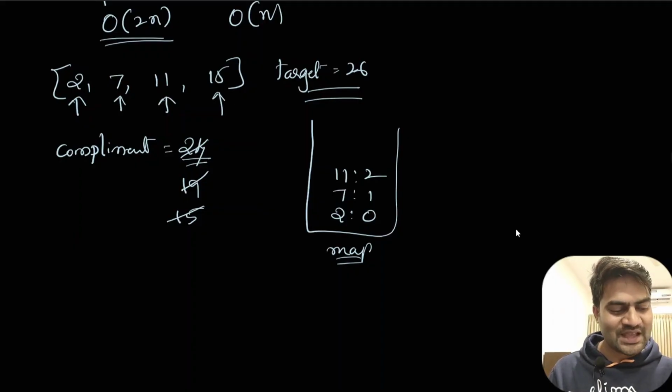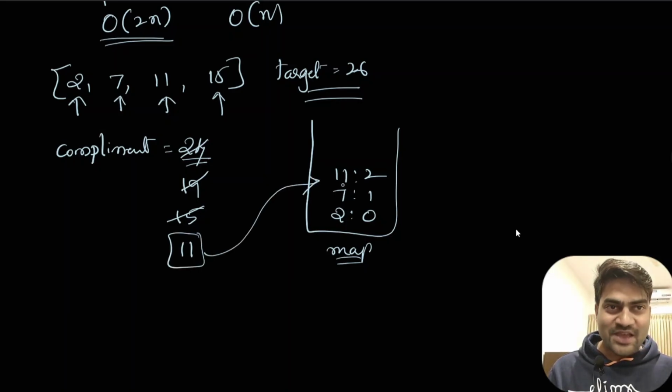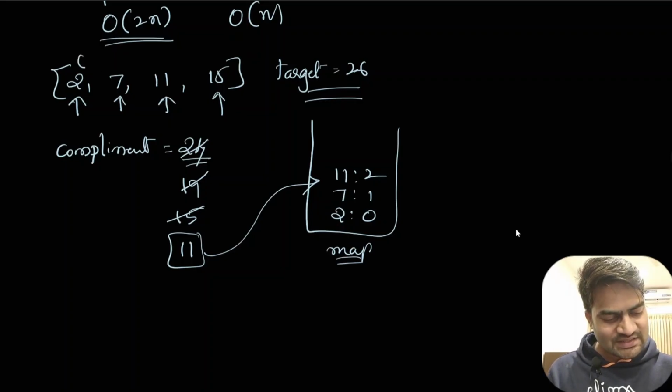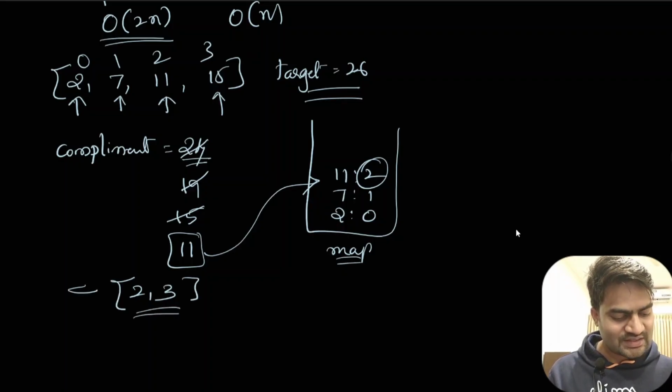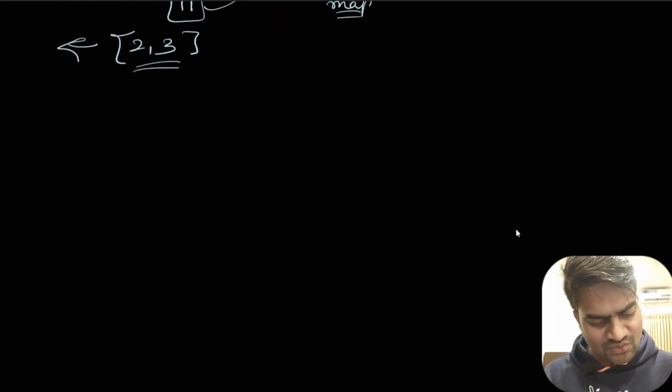Now I am at 15. My complement will be 11. We have 11 in the map, so we will simply return the indices. The indices are 0, 1, 2, 3. We get the value from the map: from the map it is 2, then from the iteration it is 3. So we will simply return this. With one iteration only, we prepared the map and also found the complement. Let us write the pseudocode for that.